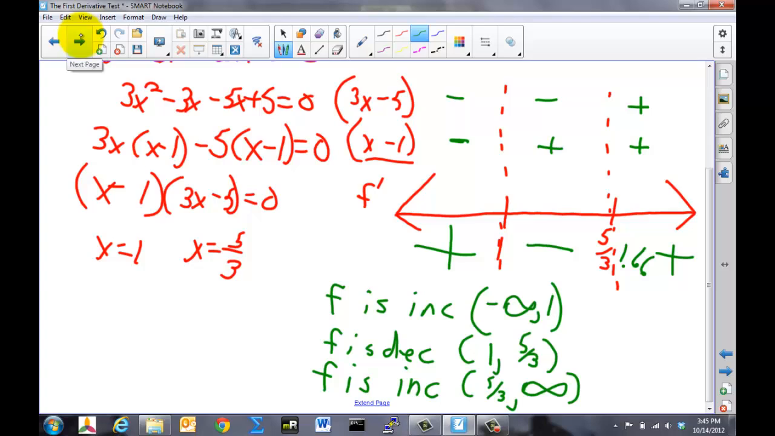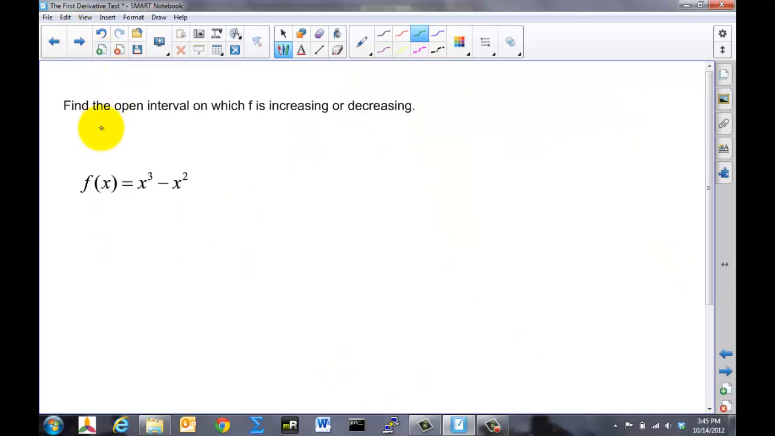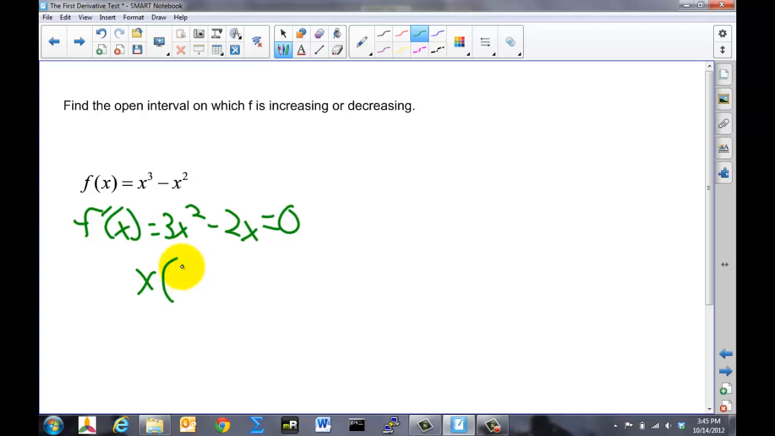Alright, let's look at another example. Find the open intervals on which f is increasing or decreasing. Again, we're going to start off by finding the derivative. It's 3x squared minus 2x. Take the derivative, set it equal to 0. You're going to do that over and over all year long. 3x minus 2 when we factor out. So we get x equals 0 and x equals 2/3. Once again, we're going to do our sign line.